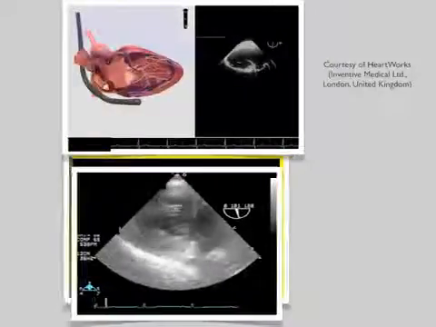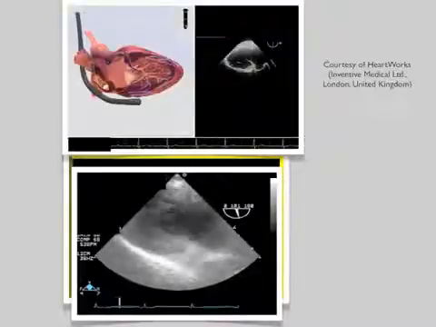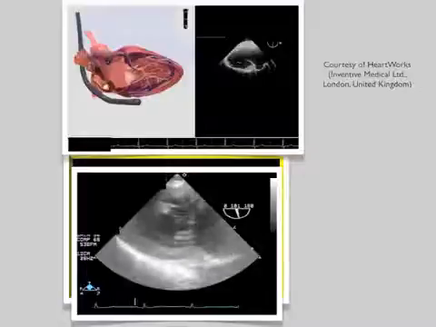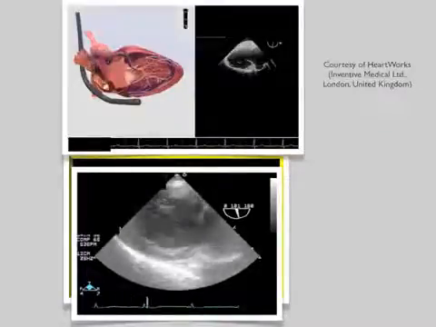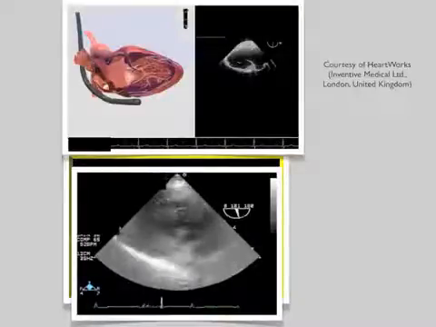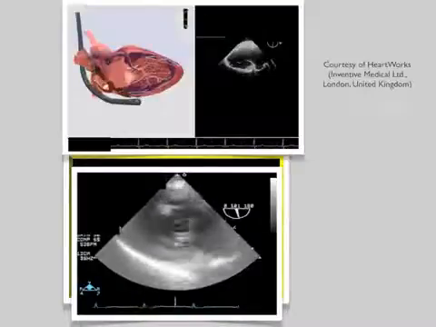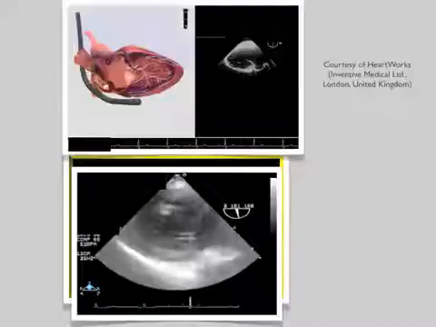The next view seen here is a transgastric long axis view. From a mid-papillary view, the probe is rotated to between 90 and 120 degrees until the left ventricle is seen with the base on the right of the screen and apex on the left. In this view, the left atrium, left ventricle, mitral valve, and its support structures can be seen.